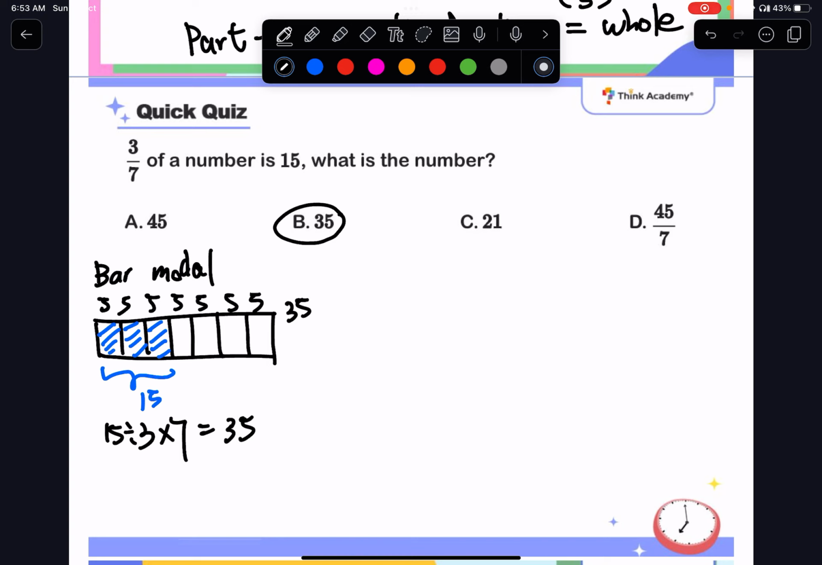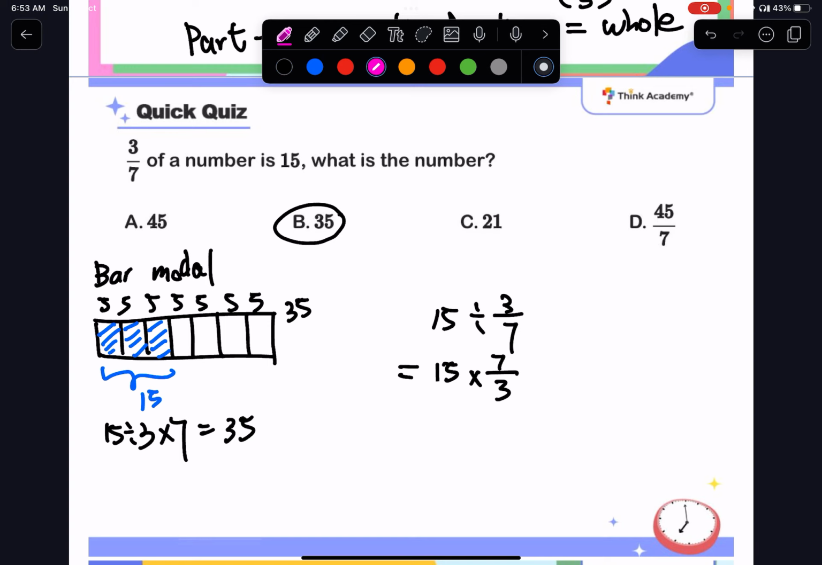So you can also use fractions. The part is 15, right? So we do 15 and divide it by the corresponding fraction, 3 out of 7. When we divide by a fraction, it is actually equal to multiplying by its reciprocal. Reciprocal means you have to turn the fraction upside down, so the denominator becomes the numerator and the numerator becomes the denominator.